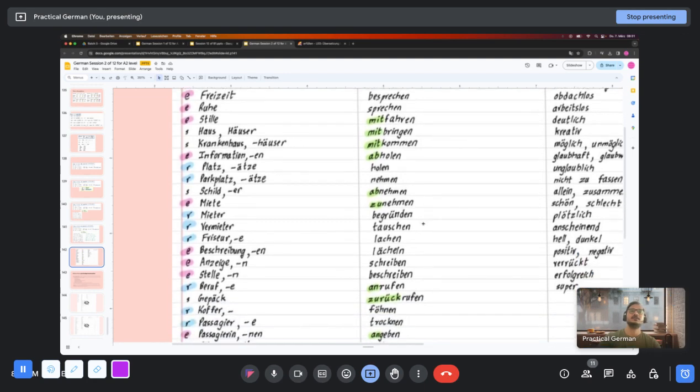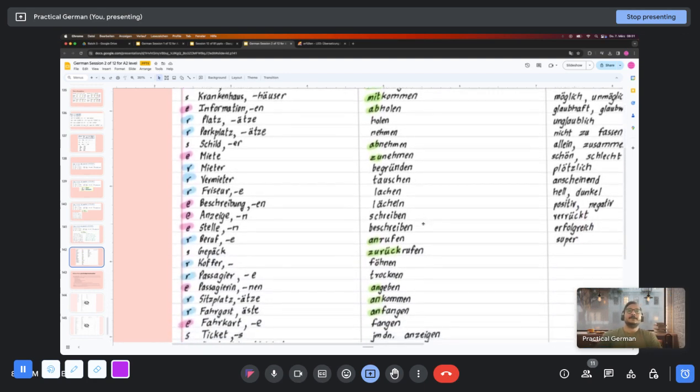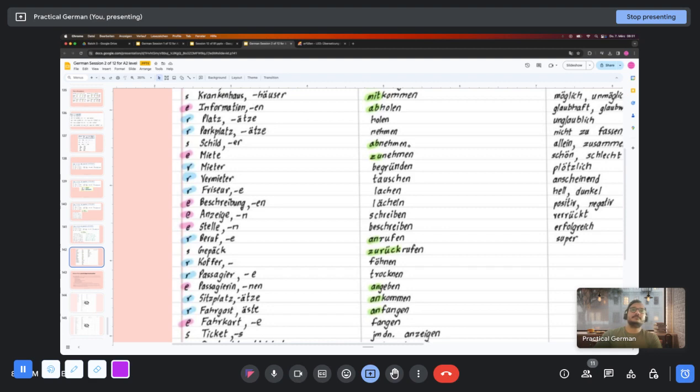Continue. Nehmen is to take, but I don't know the difference between holen and nehmen. Both convey the same, but you cannot, since holen means I actually have to go. I will not say "ich nehme dir ein Cola," as it would mean I take you a cola. It sounds stupid. So nehmen is to take it.